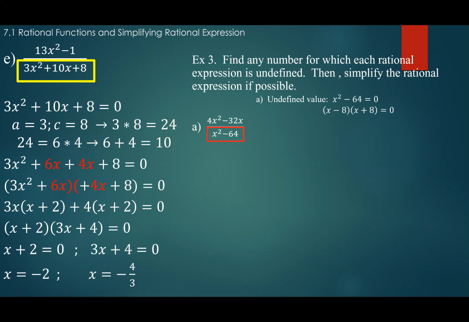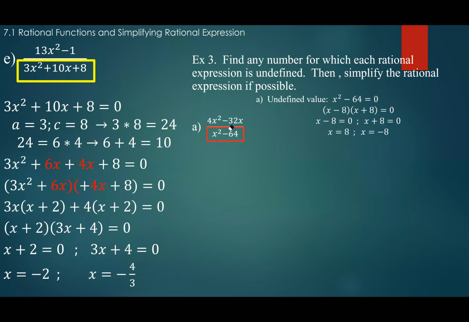This is a perfect binomial, right? The difference of squares. And once you factor it, the two answers you have are x equal to 8 and x equal to -8. Those are the two numbers you plug in, and this expression will be undefined. That's your undefined value, x equal to 8 and x equal to -8. So that's the first item they ask us to do, find the undefined value. Since there's a variable in the denominator, those are the two numbers that make this expression undefined.